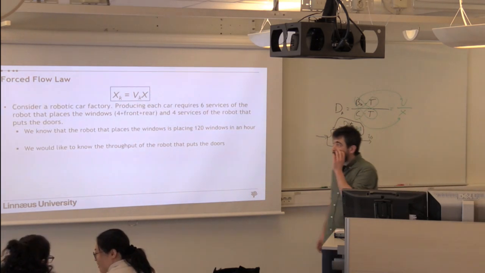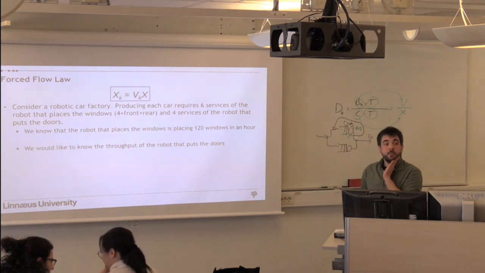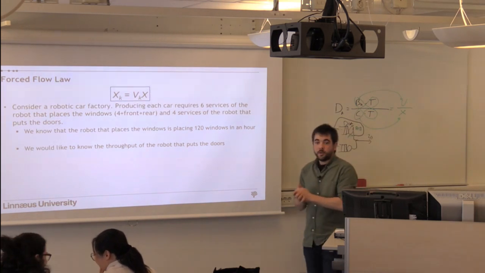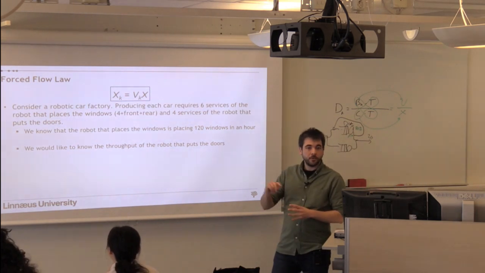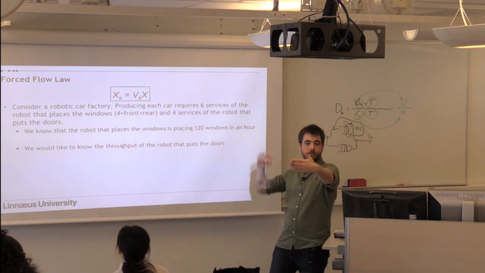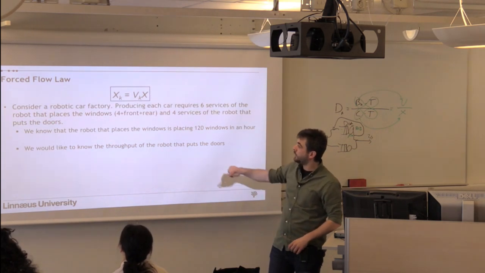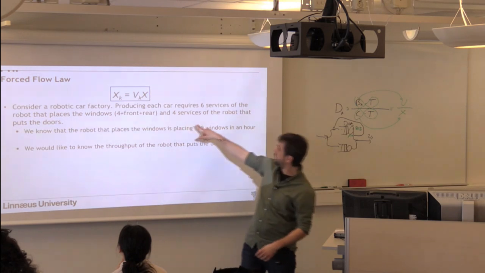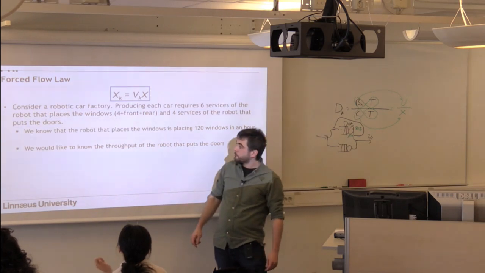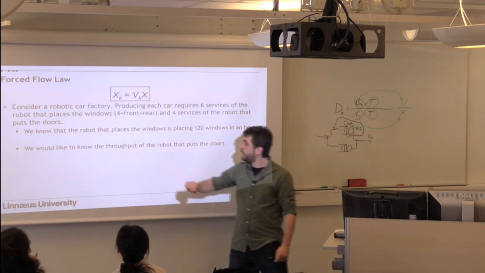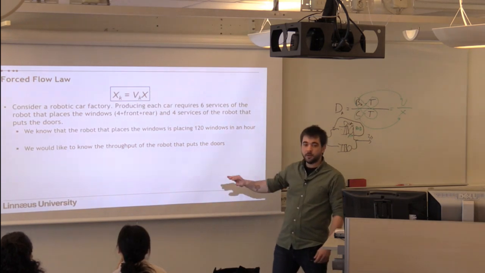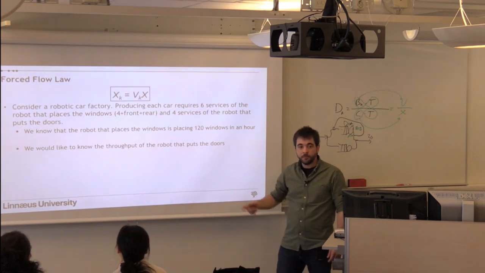Another example, a car factory. There are 2 robots, one for the doors, another for the windows. We know that to produce a car, the robot for the windows has to actuate 6 times. So 4 windows in the doors, 1 in the front and 1 rear. And the robot for the doors has to actuate 4 times, to put each of the 4 doors. We have observed that the robot that puts the windows is putting 120 windows in an hour. What is the throughput of the robot that puts the doors?